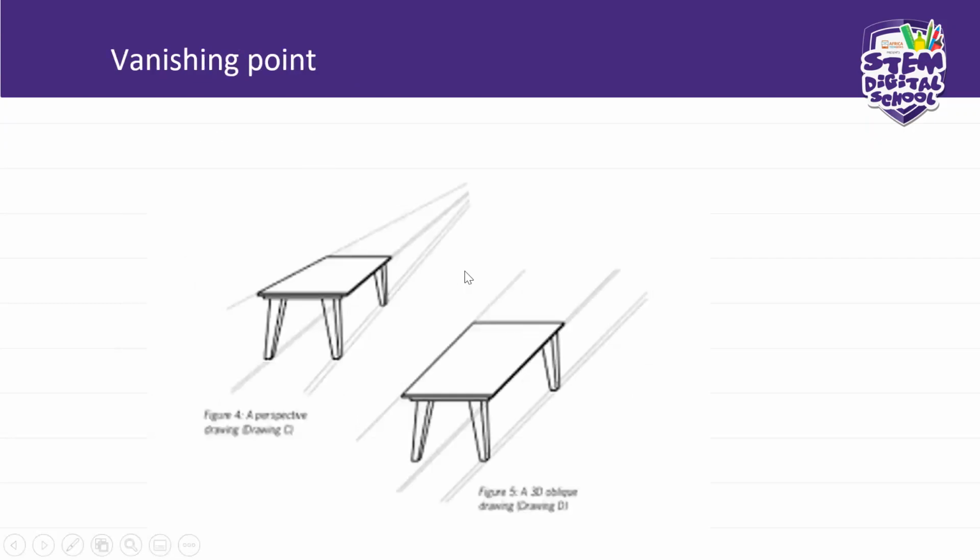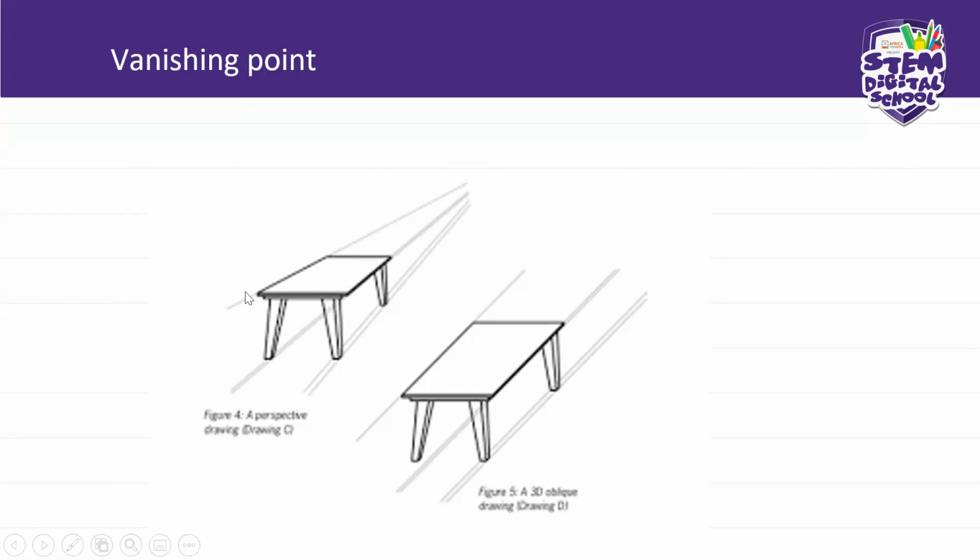Drawing is a skill, you need to practice this. So sometimes you draw oblique, but a perspective drawing. When you do a perspective drawing, you draw a horizontal line, and somewhere on the horizontal line, you plot a vanishing point.